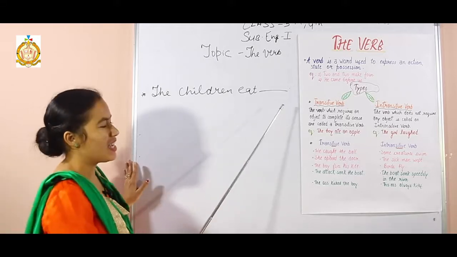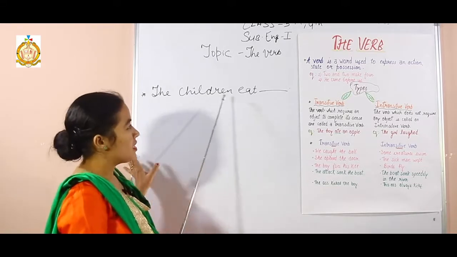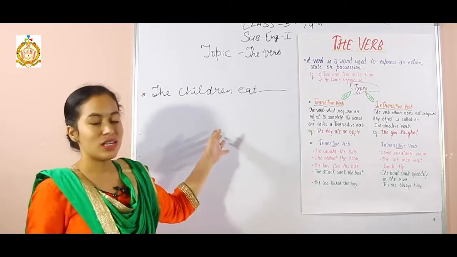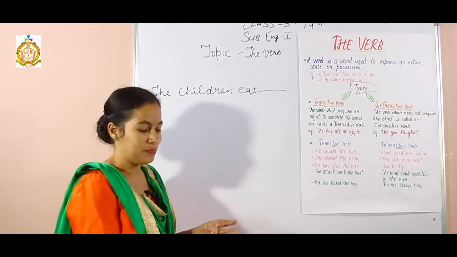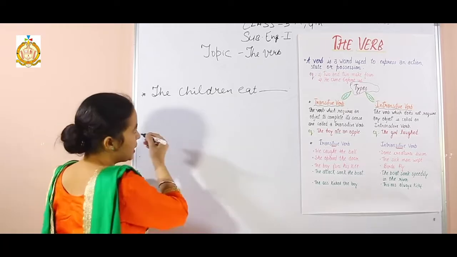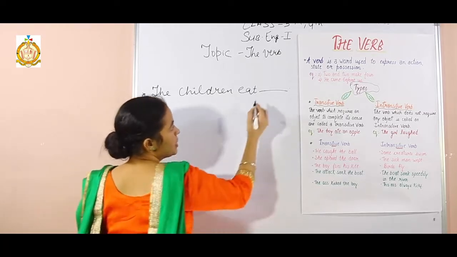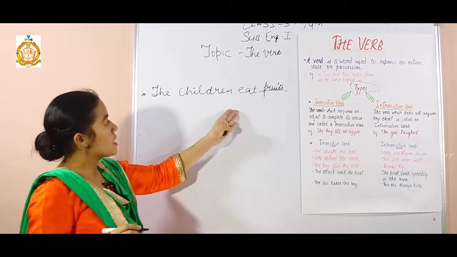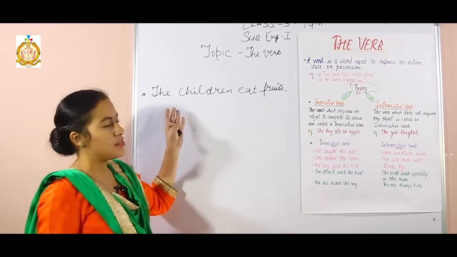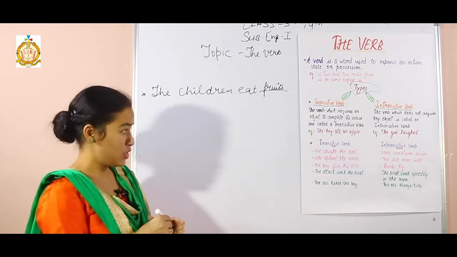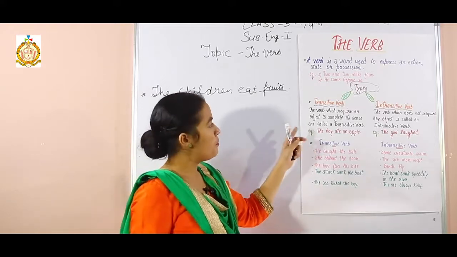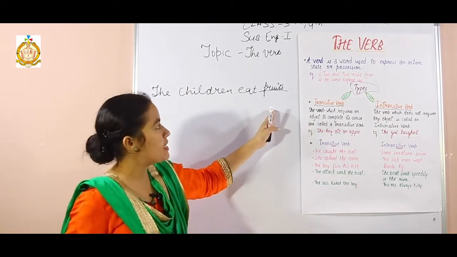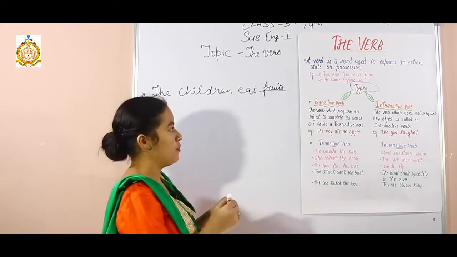So this is an incomplete sentence, it is not conveying meaningful information, or we can say this is not a complete sentence. Something is missing. So I will write over here, the children eat fruits. Now the meaning is clear that children eat fruits. So what is a transitive verb? The verb which requires an object to complete its sense is called a transitive verb.